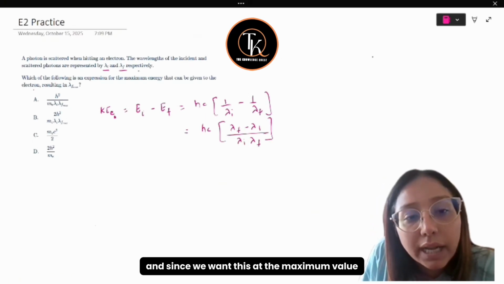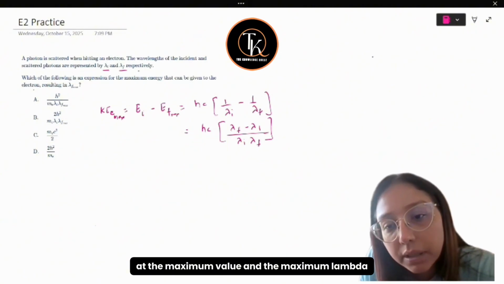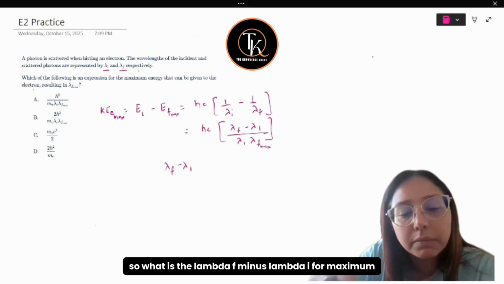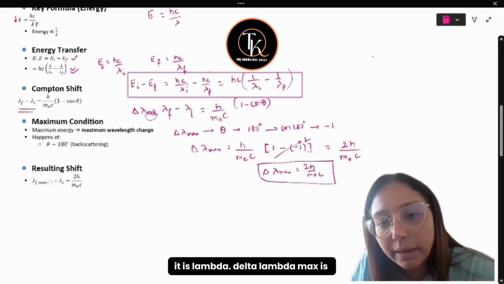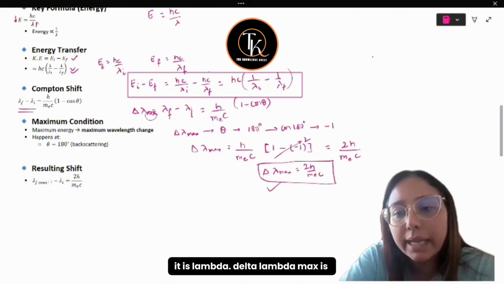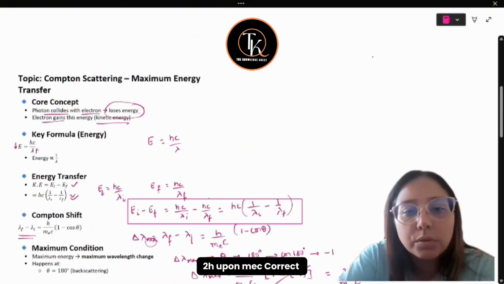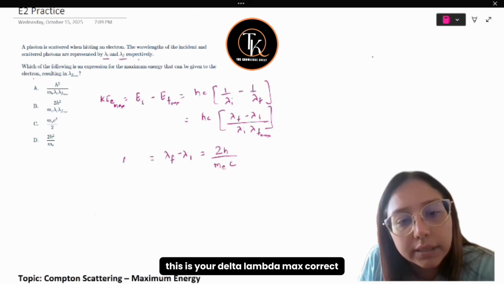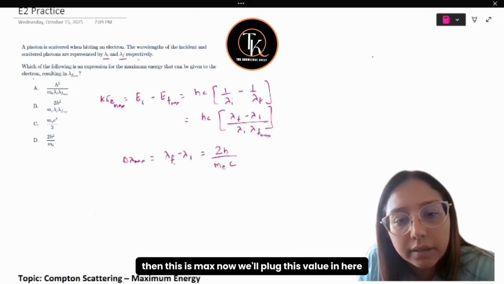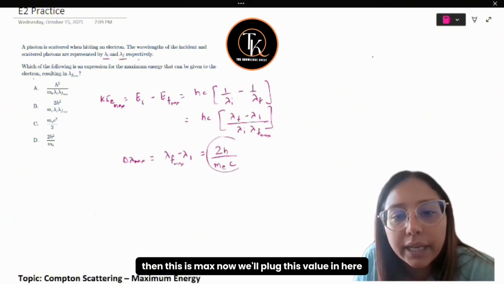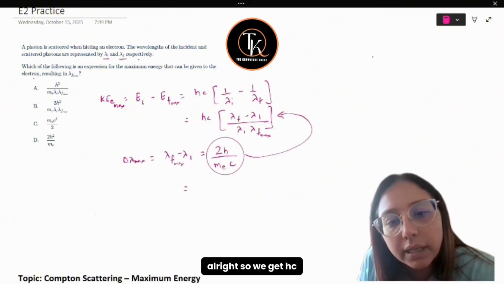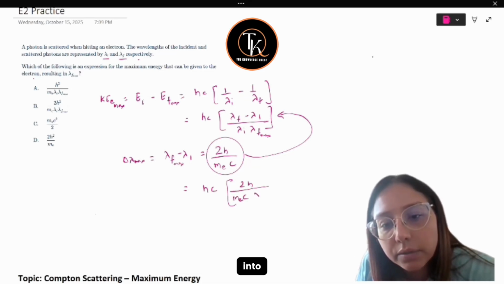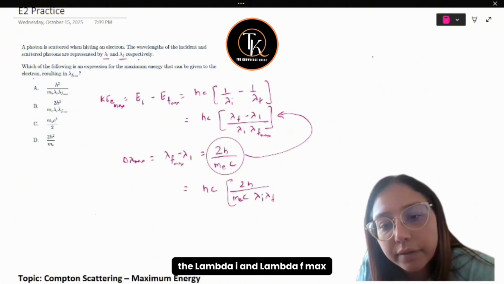And since we want this at the maximum value, at the maximum lambda, what is lambda F minus lambda I for maximum, which we can take from here? It is delta lambda max, which is 2h over m_e c, correct? This is your delta lambda max, when this is max. Now we'll plug this value in here, all right? So we get hc times 2h over (mass of electron times speed of light) over (lambda I times lambda F max).